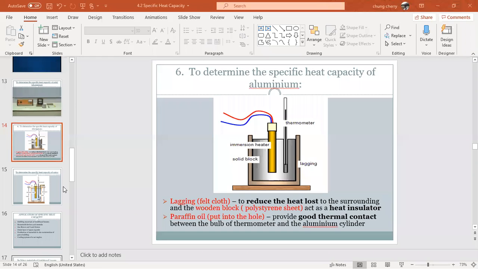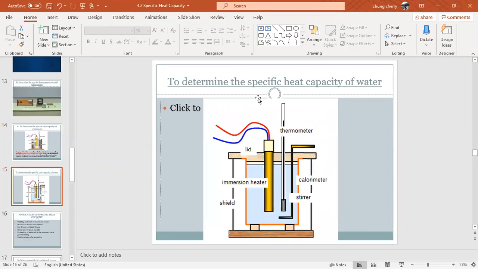Can I continue, since you all have taken notes already? So this is the setup to determine the specific heat capacity of water. You have a beaker filled up with water. Then we also have a shield with the wooden block. Both of these have the same purpose, to reduce the heat loss to the surrounding. The lid here is the same thing. All of this, the main purpose is to reduce the heat loss to the surrounding.